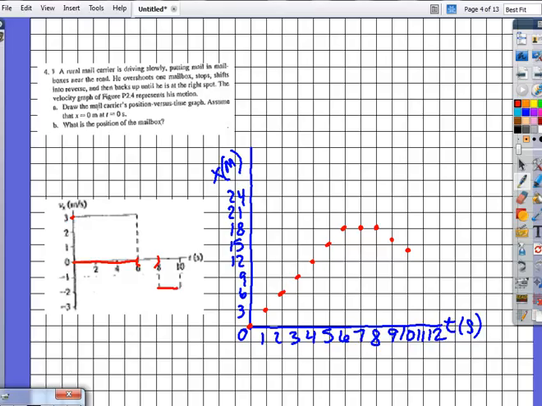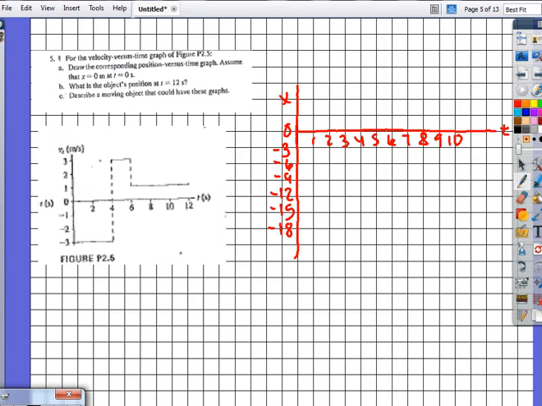So there's my graph. Now finally it says what's the position of the mailbox. Since the problem tells me that we end up at the right spot, my position must be here at X equals 14 meters. And that's that problem. Okay, number 5.